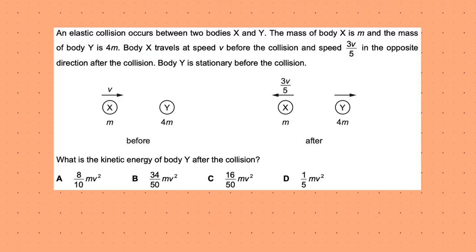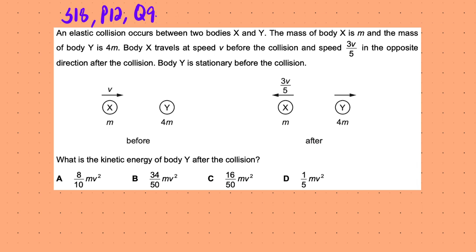Now let's have a look at some related questions. This first question is from 2018, paper 1-2, question number 9. It says an elastic collision occurs between two bodies x and y. Mass of body x is m, mass of body y is 4m. Body x travels at speed v before collision, speed 3v by 5 in the opposite direction after collision. Body y is stationary before the collision. What is the kinetic energy of body y after the collision?